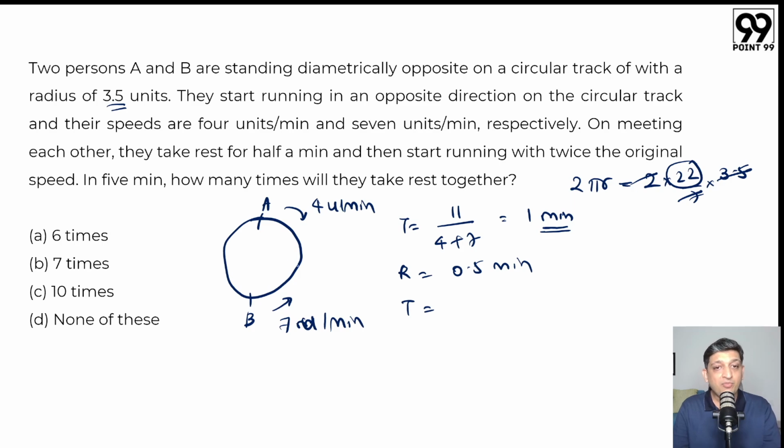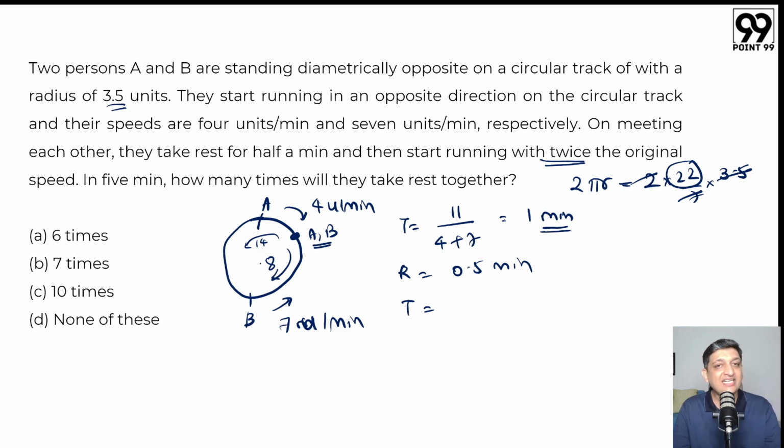Then what happens? Now both of them would be somewhere here, right? So A and B are both here. Now both of them again start traveling in the direction that they were traveling earlier. So A will continue in the clockwise direction, B will continue in the anti-clockwise direction. But their speeds will now be twice their original speeds, which means A will continue at 8 units per minute and B at 14 units per minute. If the speed becomes twice, then for the same distance the amount of time taken should become half of the original time taken. But in this case, let's see what happens.